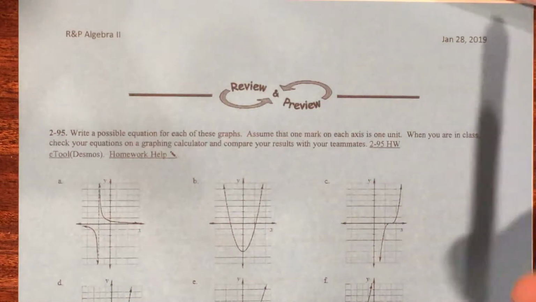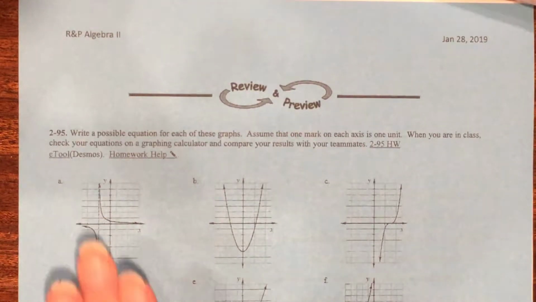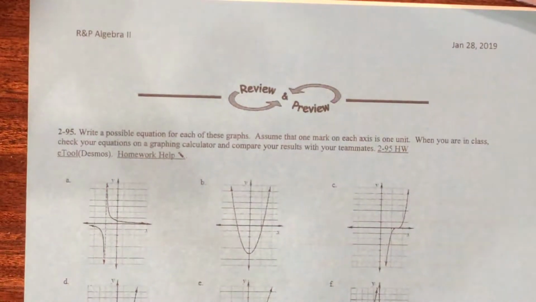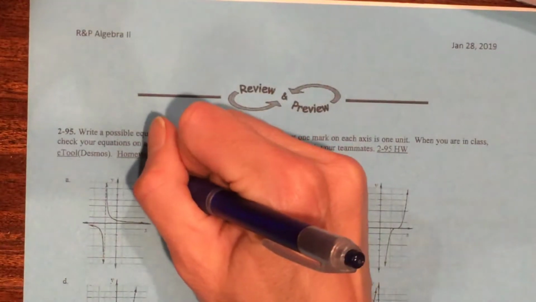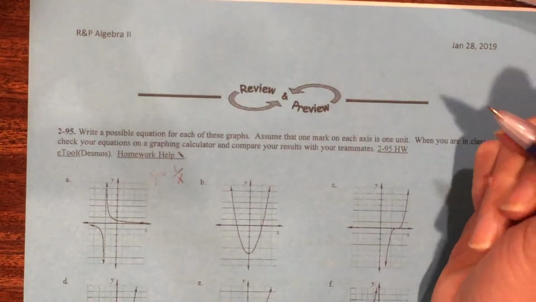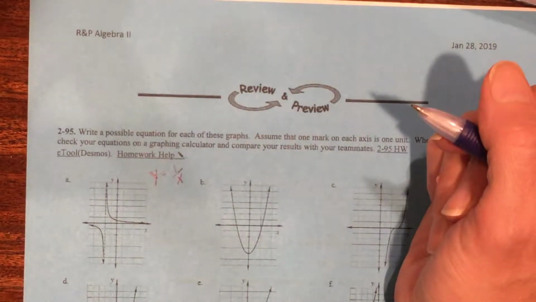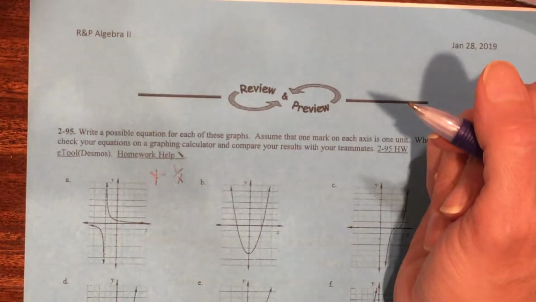So let's start with 2-95A. Okay, on 2-95A, we haven't spent a lot of time looking at this function, and that's why I wanted to do this one together. I'm going to tell you the parent function to this one is y equals 1 over x. Now, the interesting thing about all these functions is that a, h, and k all work about the same way for each of these functions.